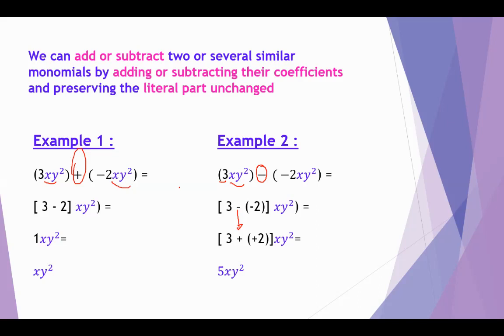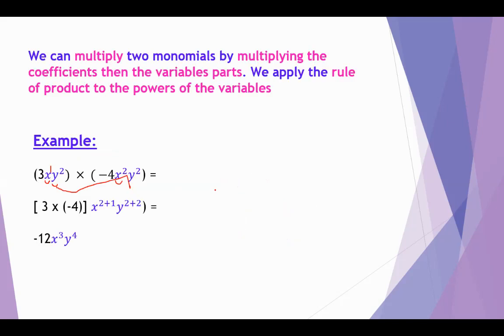So when we have an addition or subtraction, we don't touch the variables. But when we have a multiplication, we multiply the variables also apart. First we start with the coefficients, then we multiply also the variables.